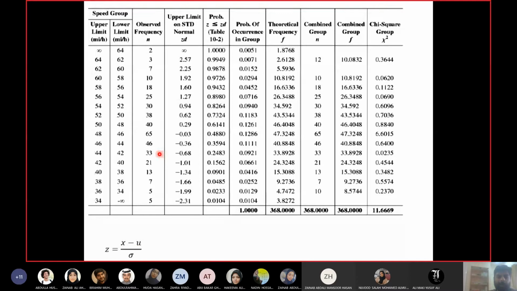Then for each upper limit, you calculate the z value, and I told you on Sunday that z value can be calculated using this equation. So you can convert any x value into standard normal distribution using this equation. What is this equation? X minus mu upon sigma. What is mu? Mean. And what is sigma? Standard deviation. So for this data, I've already found out the mean and standard deviation. So I can calculate z.